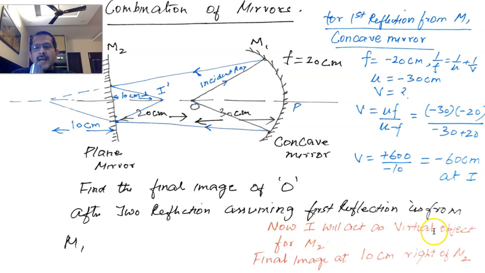Now I will act as a virtual object for M2. What is I? I is nothing but the image of this object. We first find I, and this I will be the virtual object for this mirror, and the image of that virtual object would be here, and hence this is the required point. Let me go ahead.